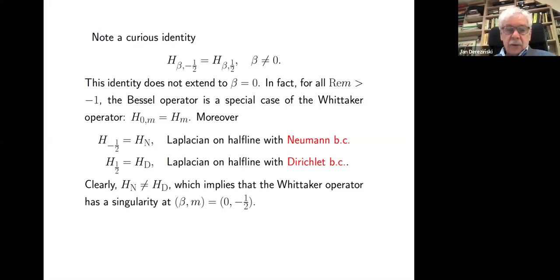As I said, 1/2 or -1/2 means that there is no centrifugal term. Now, it is clear that the Hamiltonian with the Neumann condition and the Dirichlet condition are different. So this means that for beta equals 0, the identity on the top of the slide is not true. And this implies that the Whittaker operator has a true singularity at this funny point.